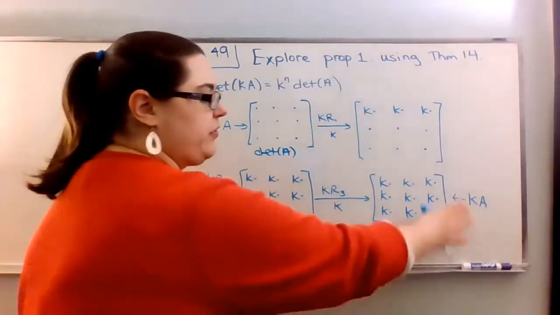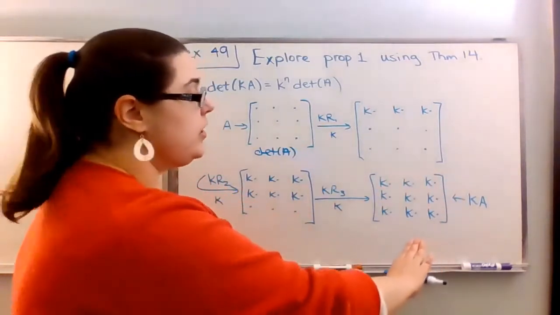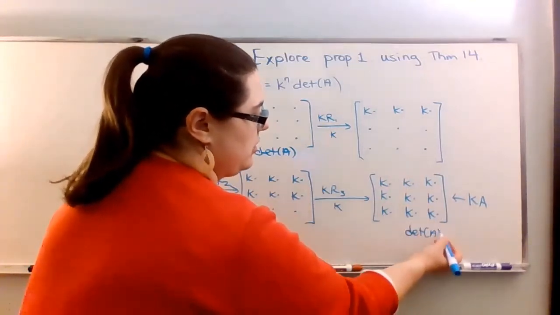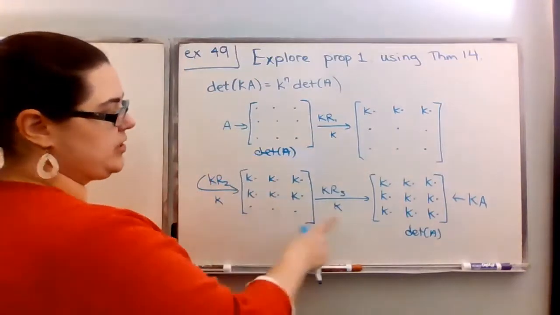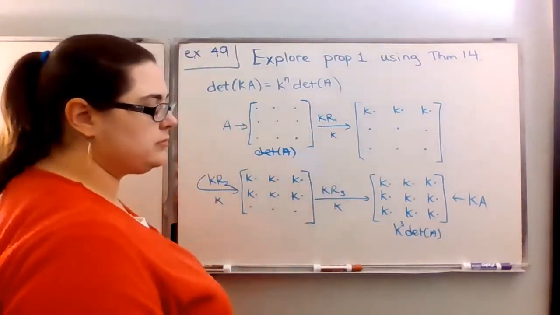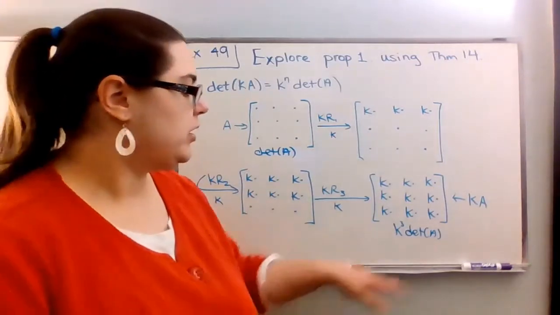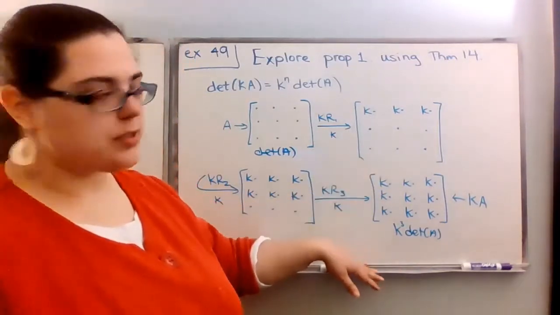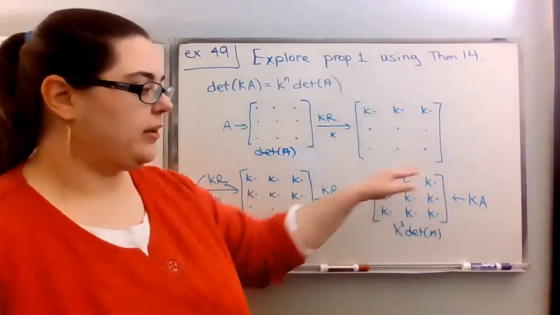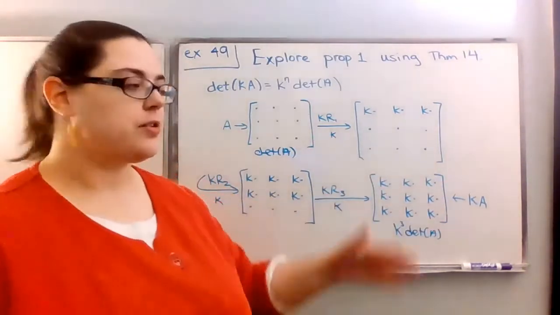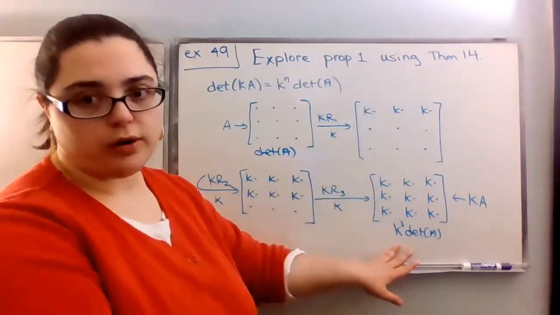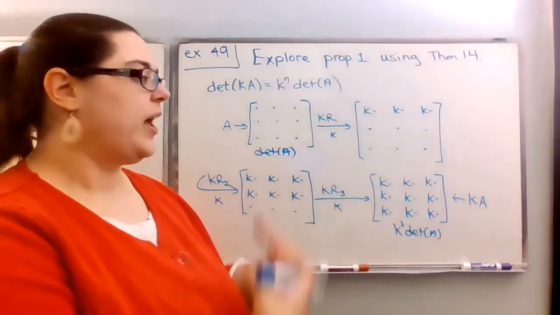But this determinant of the matrix I ended up with is going to be the determinant of A times K times K times K, or K cubed. So this was a 3 by 3 matrix. So we had to do 3 row operations to get to KA. If we had a 4 by 4 matrix, we'd have to do 4 of these row operations. So we'd have K to the 4th times the determinant of A, and so on.